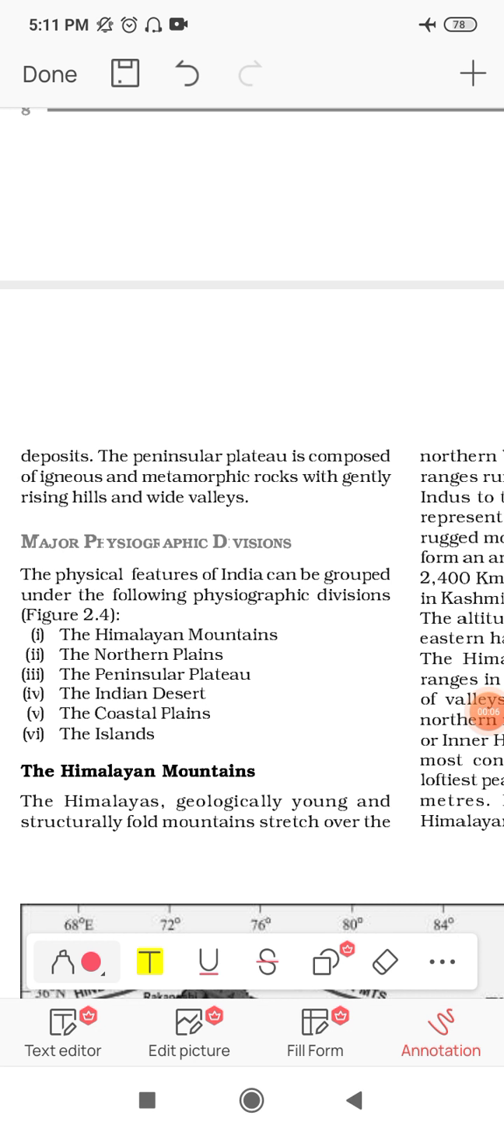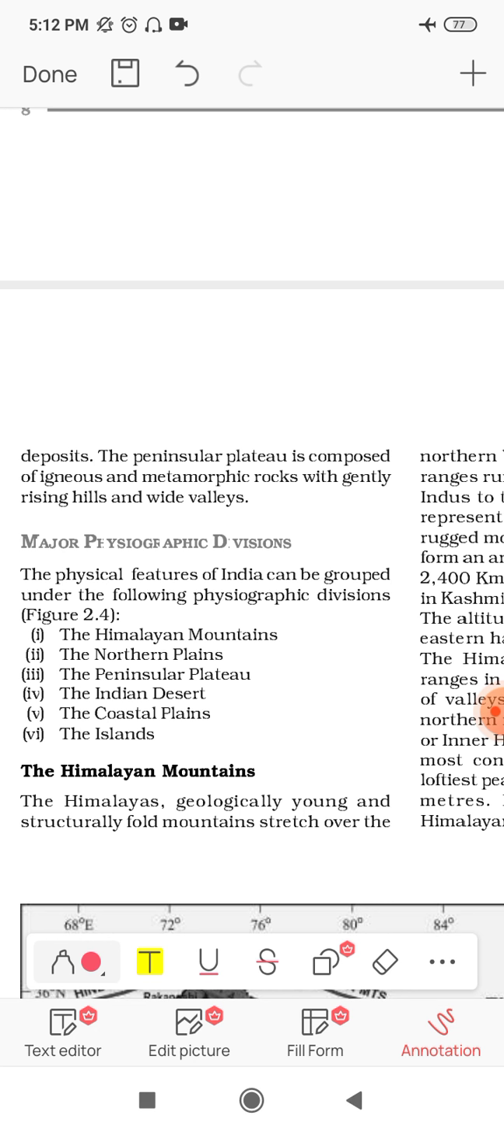Today we will start the second chapter, which is physical features of India. In this chapter we will discuss the broad major physiography divisions of our country. As you know, we are the seventh largest country in the world. We also have diversity in our relief or in our physical features.